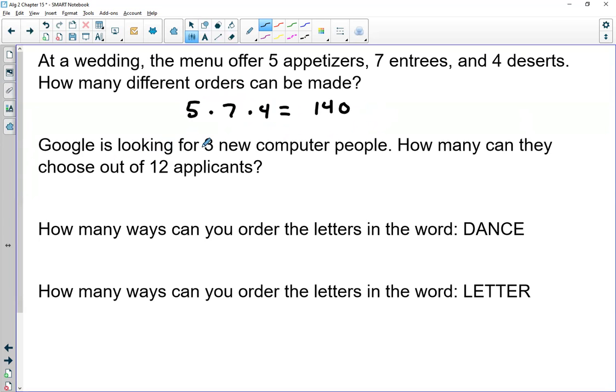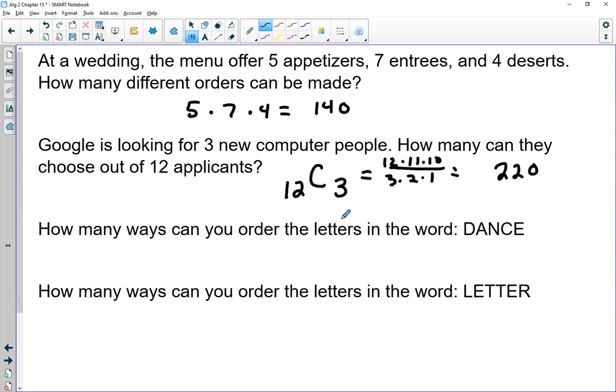All right. Google is looking for 3 new computer people. How many can they choose out of 12 applicants? 12 C 3. The reason is whether you got hired first or you got hired last, the position doesn't matter. You still got hired by Google. So that's going to be 220. By hand, you could do 12 times 11 times 10 over 3 times 2 times 1. Either way, or you could do it in the calculator too. I talked about that in the past.